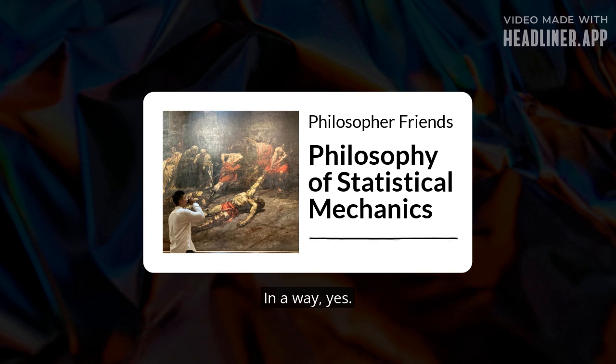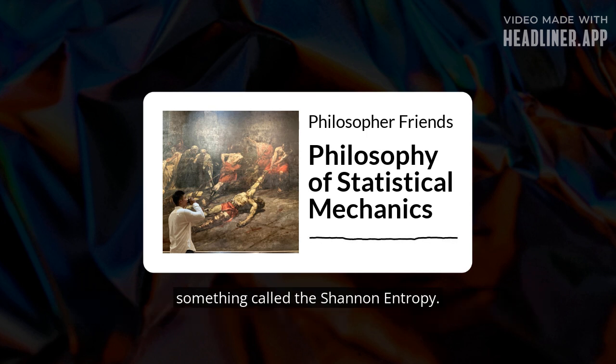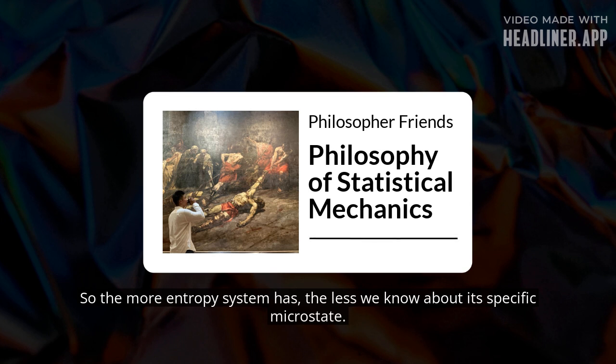In a way, yes. The key insight here is that the Gibbs entropy, the measure of disorder we've been talking about, actually has the same mathematical form as something called the Shannon entropy. And Shannon entropy is all about information, right? Exactly. It quantifies our lack of information about a system. So the more entropy a system has, the less we know about its specific microstate.